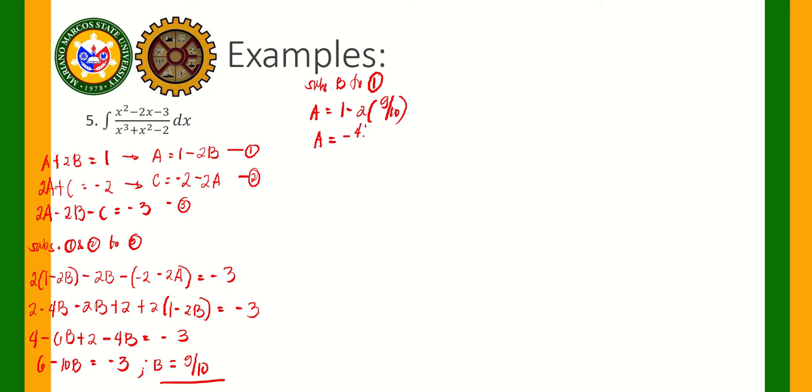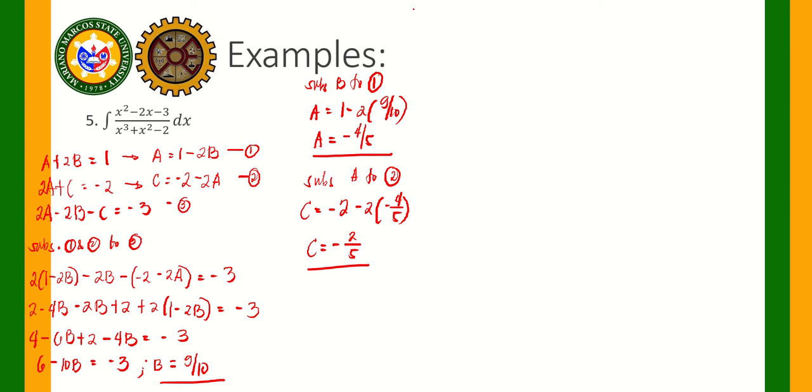negative 4 over 5. And for our c naman, substitute a to equation 2. So, c will be equal to negative 2 minus 2 times negative 4 over 5. And we get a value of c equal to negative 2 over 5. So, we now have values for a, b, and c. Plug na lang natin dito.